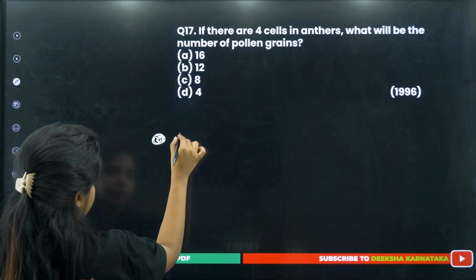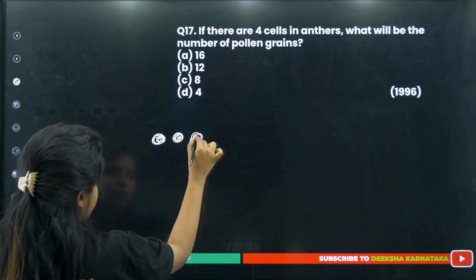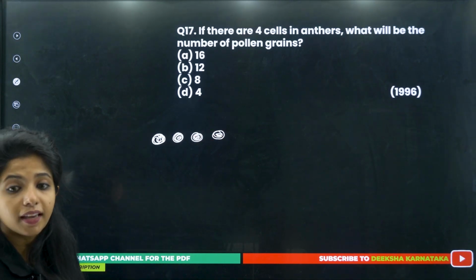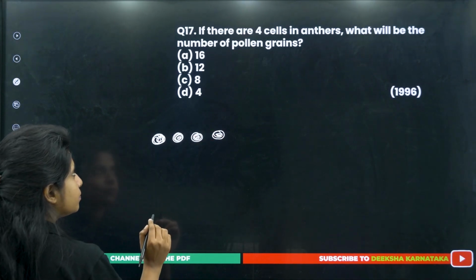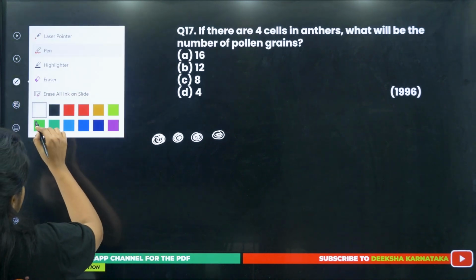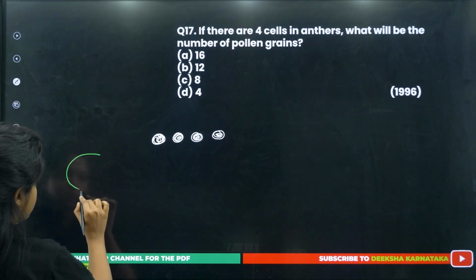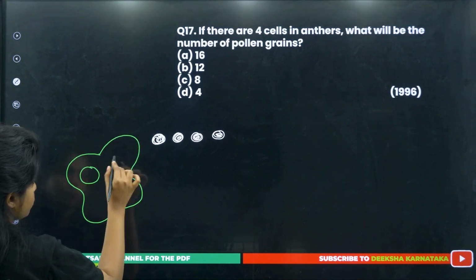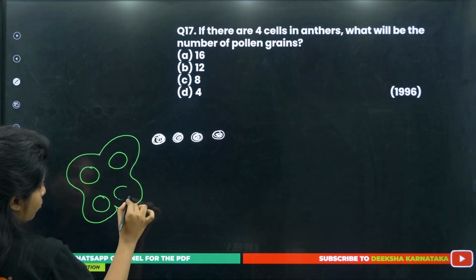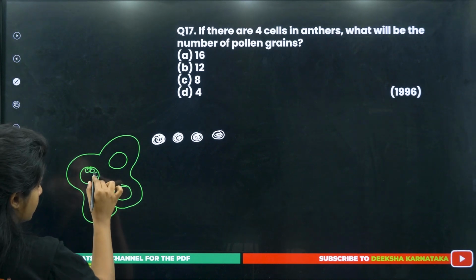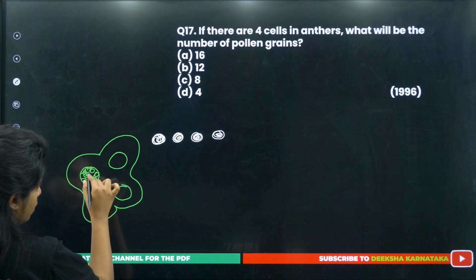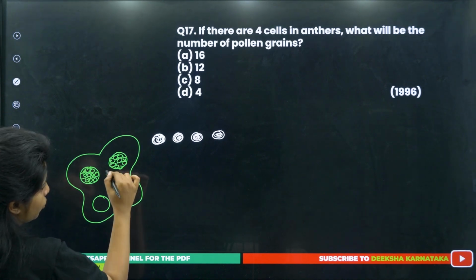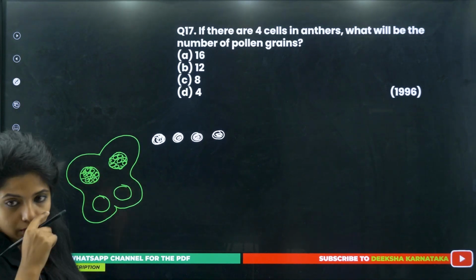This is one cell, this is another cell, this is another cell, and this is another cell. These are the 4 cells that we have in the anther. Now in the anther, if you remember, the anther has a structure which looks like this, 2 lobes, and in between the lobes you have microsporangium, and microsporangium has cells which are known as sporogenous. It is forming sporogenous tissue, all the cells coming together, and each cell of the sporogenous tissue is going to give rise to pollen grains, right?